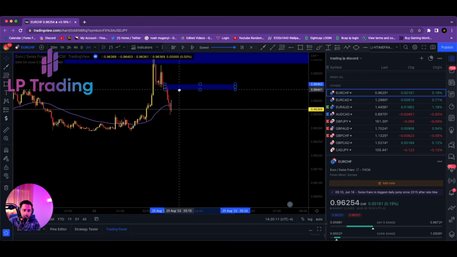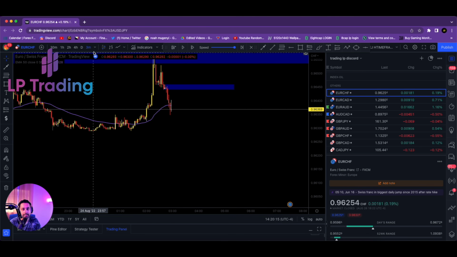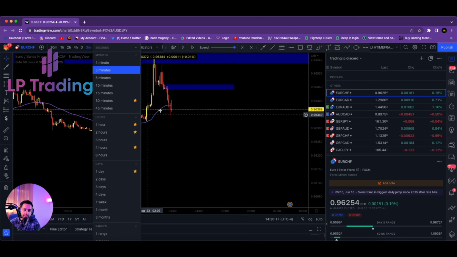All right, so there's a little mini supply zone up in this area. Now that you've identified the supply area, and there's really only one main supply area, this could be it as well, but there's probably a higher probability that we're going to tap this and drop.